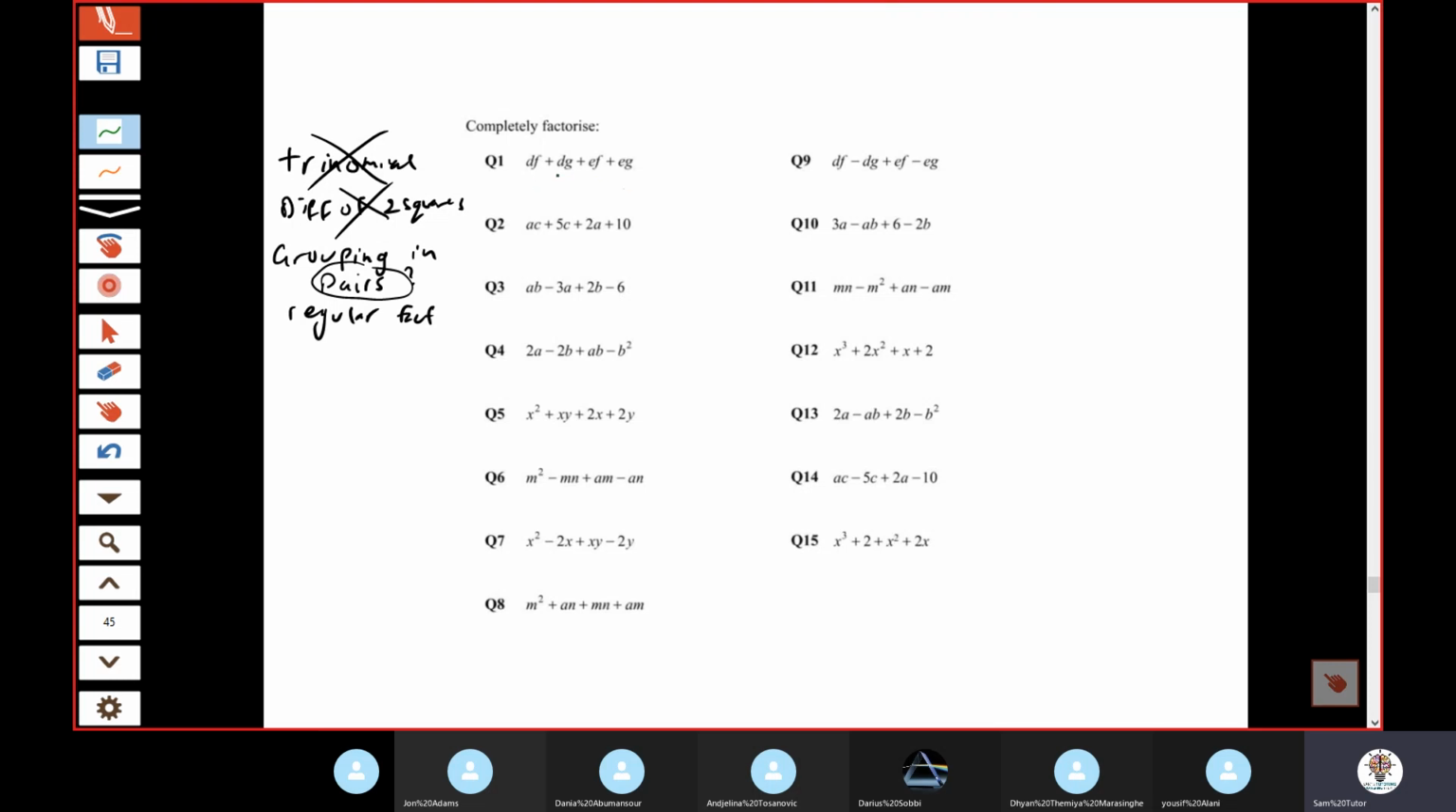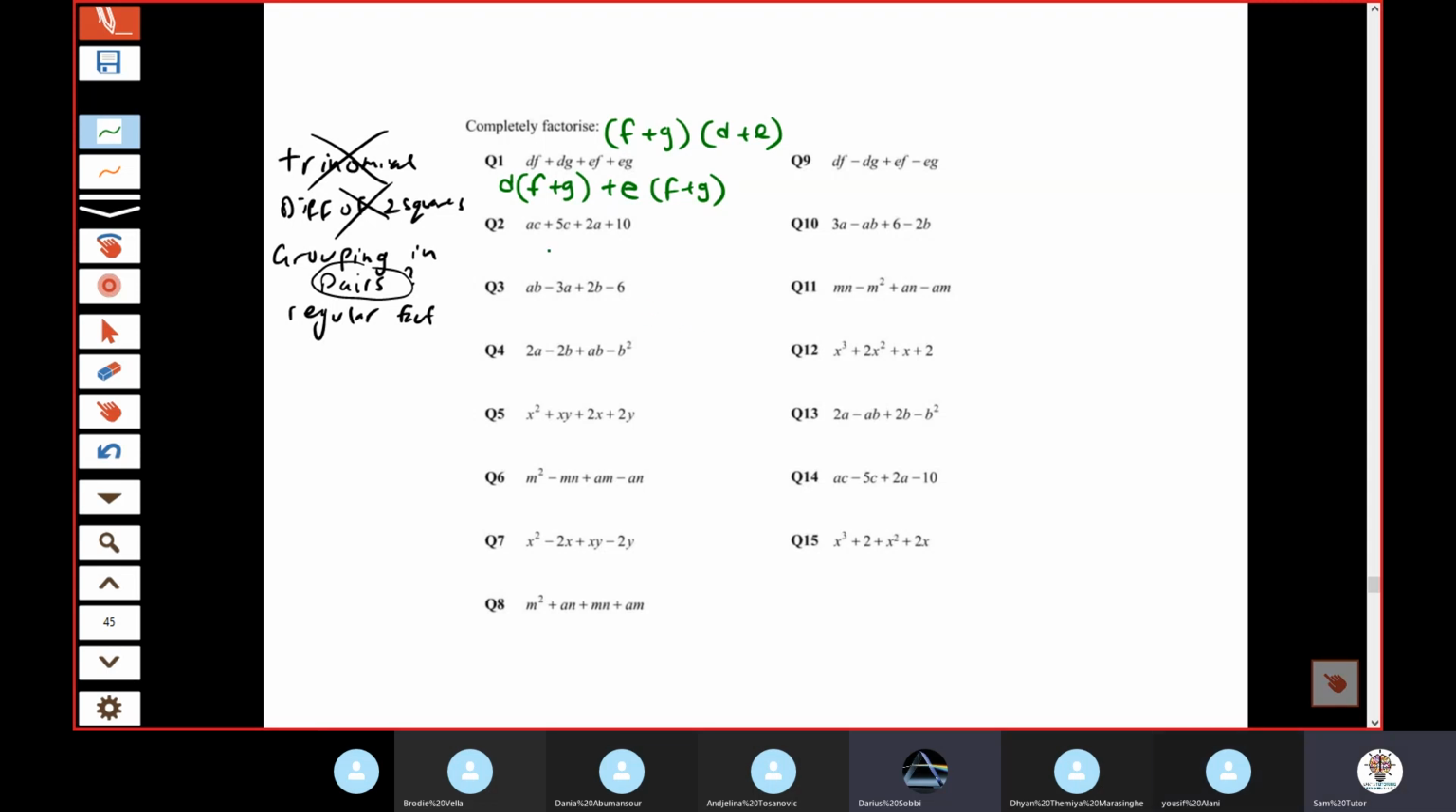So let's see. What's common from the first 2? D and then F plus G. Plus, what's common in the next 2? E and then F plus G. F plus G, and then can you see you've got your pairs now? Yeah. What's the answer? F plus G and then D plus E. Yeah, like that. Yusuf, does that make sense?